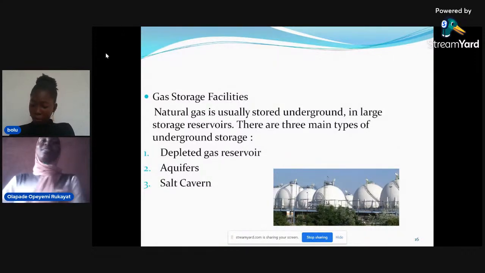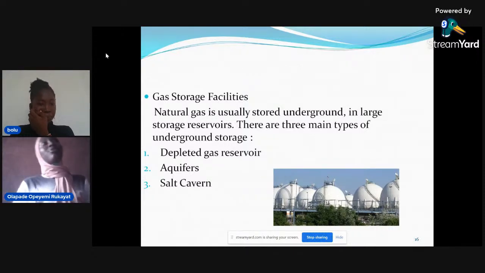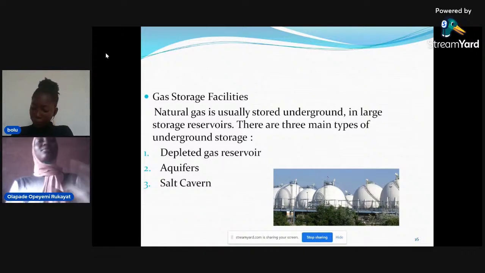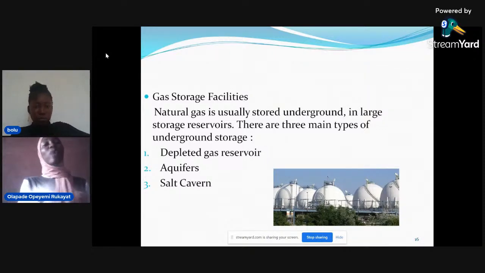The first one is the depleted gas reservoir. This one is an underground formation which has been tapped off of its recoverable natural gas, and this ultimately makes it a formation that is able to hold natural gas. This actually helps in the distribution and extraction of the natural gas from the point where it has been produced. You understand?